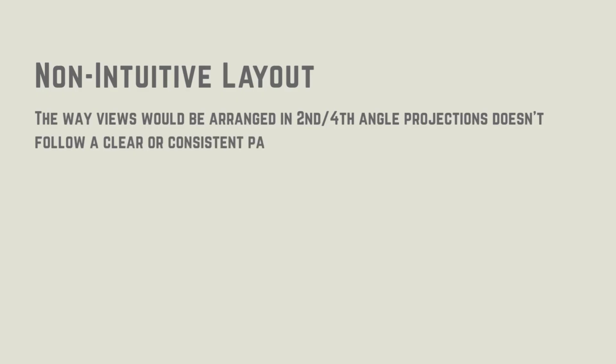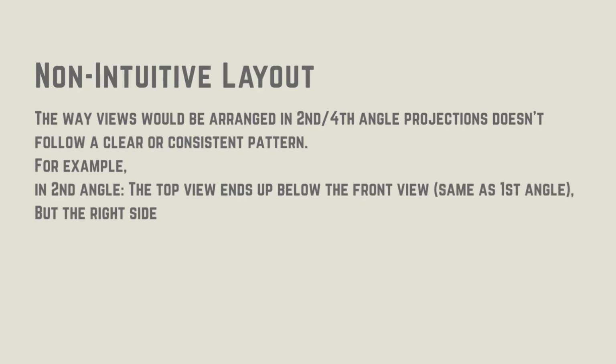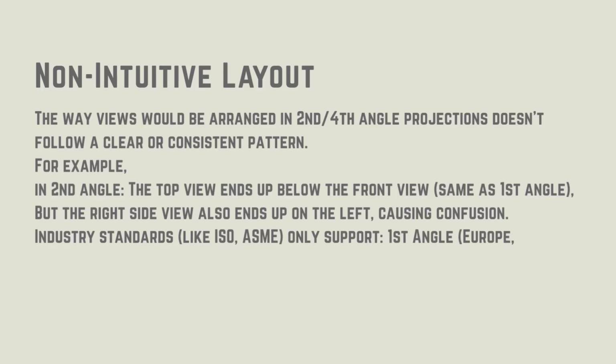For example, in second angle, the top view ends up below the front view, same as first angle, but the right view also ends up on the left, causing confusion. The industry standards like ISO and ASME only support first angle and third angle. Not using second and fourth keeps the drawings uniform and understandable worldwide.